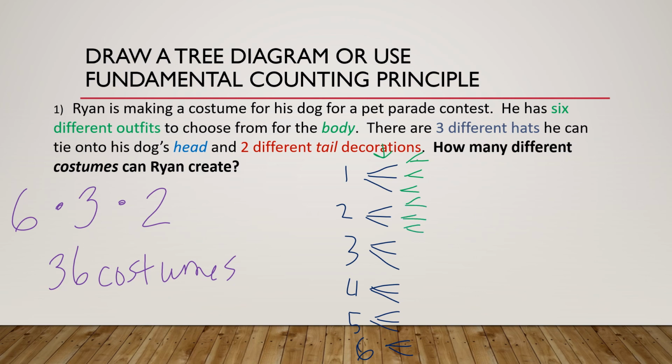So as you can see, that's getting a little time consuming and a lot of work, and I don't have enough room to write it, but there will be 36 different little branches here in the end. So the counting principle is obviously a lot quicker than the tree diagram, but if you're more a visual person, then go ahead and use that tree diagram. You might just be doing your work for a little bit longer than the rest of us.